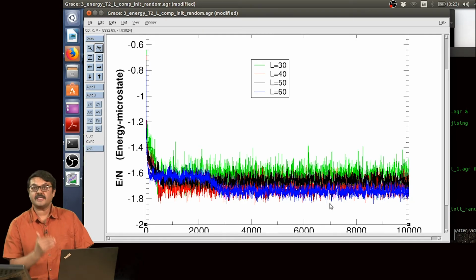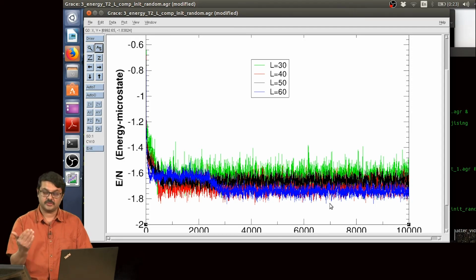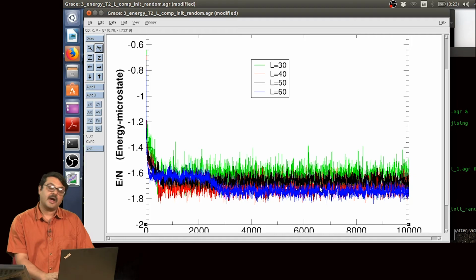So, when we take data for equilibrium averages, thermodynamic averages, which is what you measure in experiments, that is exactly what you want to compare your simulation data with. You have to first figure out what is the equilibration time.